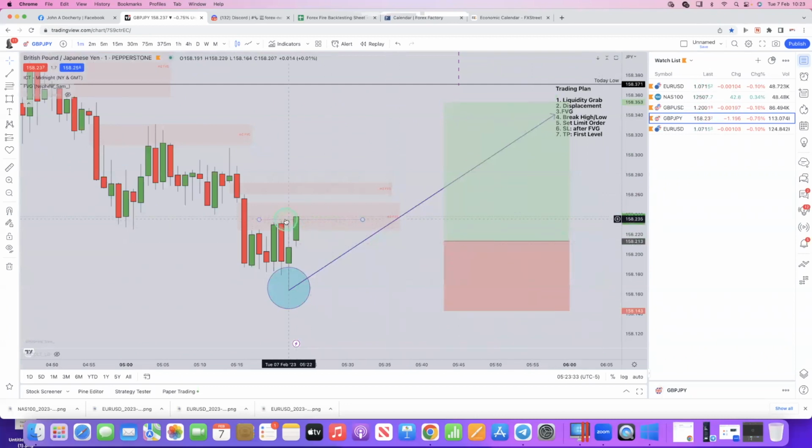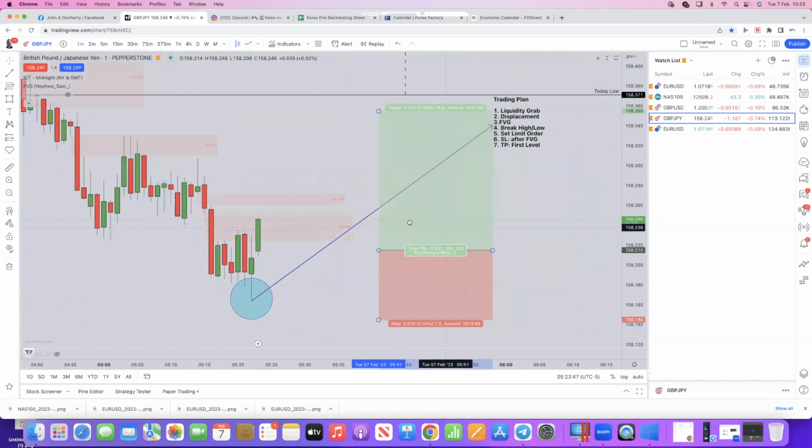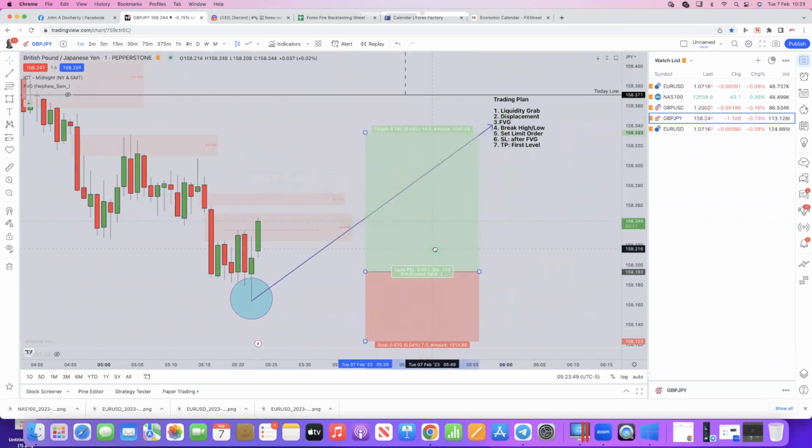29 seconds. There's the take on the liquidity. So we've taken liquidity, created liquidity. Now we've taken liquidity again. So again, once we've taken the liquidity, it's going to create it, leaving hopefully behind a fair value gap. We've got around about 10 seconds. Okay. So we've got 8, 7, 6, 5, 4, 3, 2, 1.